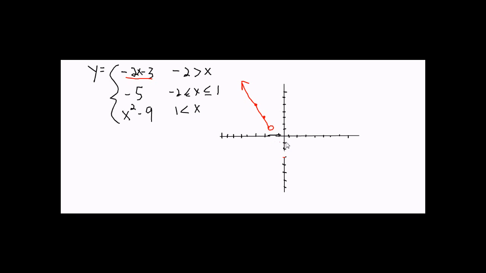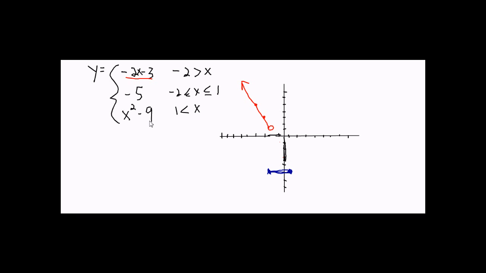Now the next piece is just a horizontal line. Y equals negative 5, piece of cake. We'll do him in blue. Negative 5 is 1, 2, 3, 4, 5 down here. It starts at negative 2, which is like right there, and it's going to go to 1, which is right there. That's all that looks like. Just a horizontal line. I scribbled it in there, but what are you going to do?